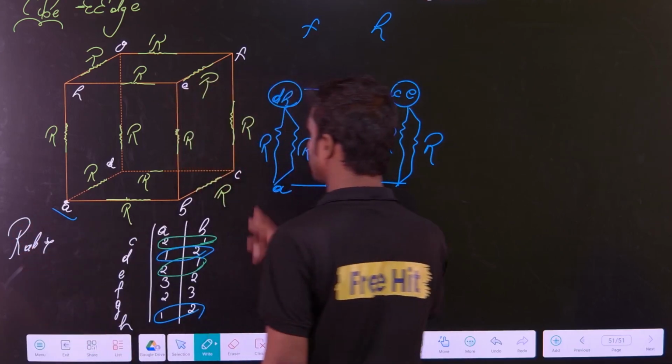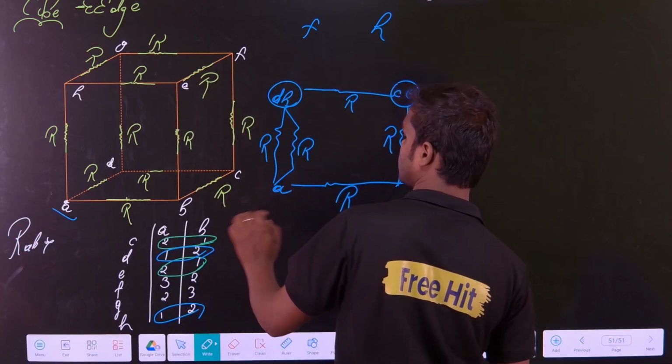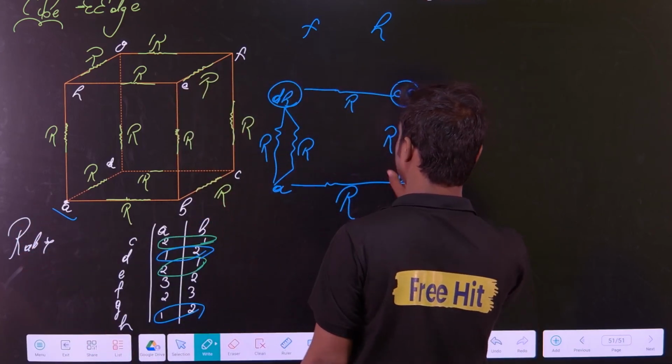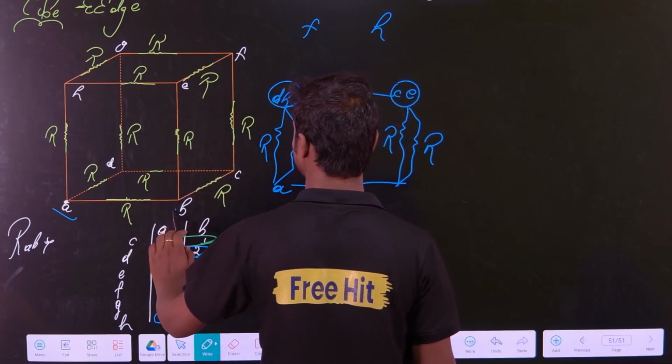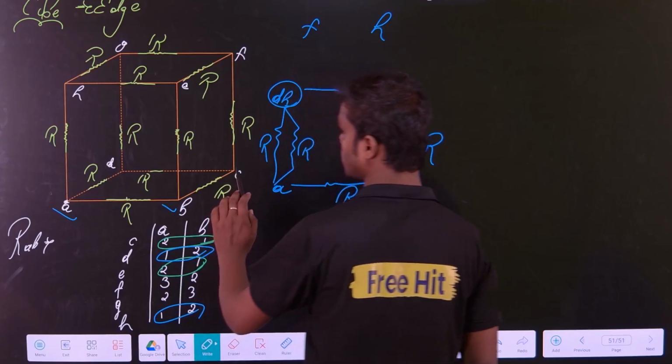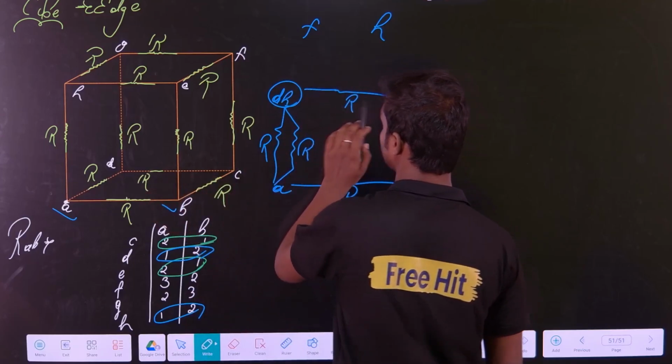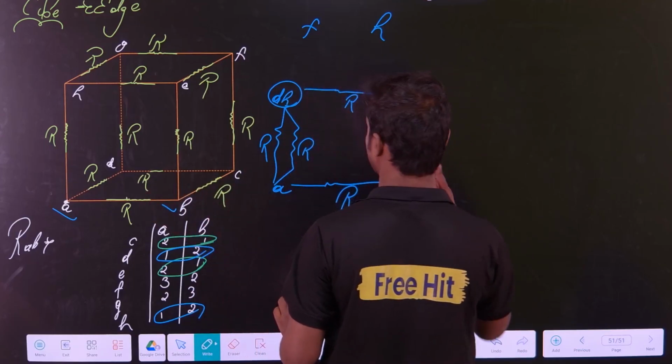Now let us come to the C point. Sorry, B point first. B to C, we have done. B to E we have done. Then B to A we have done. So this point is also done. Now come to C point. C to D R, done. C to D R is done. C to B, that is already done.